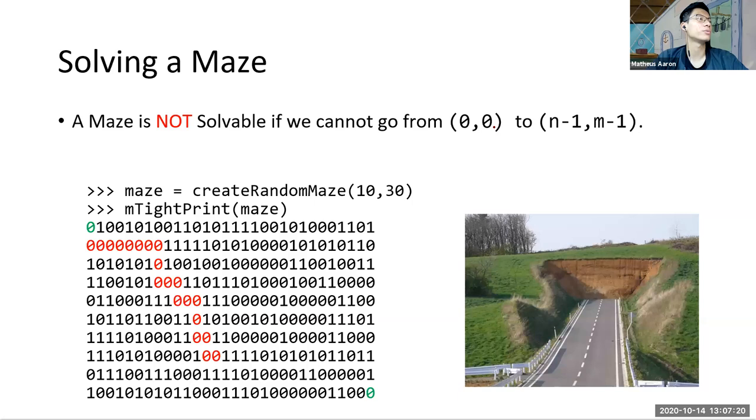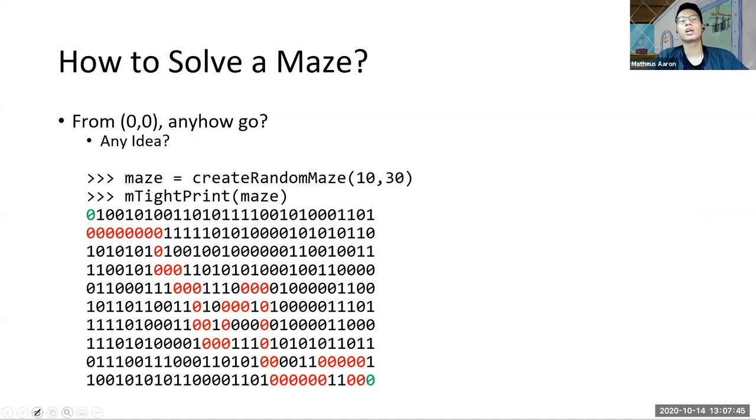So in this case, you can see there's a wall of ones. This wall of ones blocks you from traveling till the end. And hence, from point zero, these are all the places that you can actually visit. You cannot visit beyond. So now the question is, how do we check whether we can go from the start point to the end point? Any ideas?